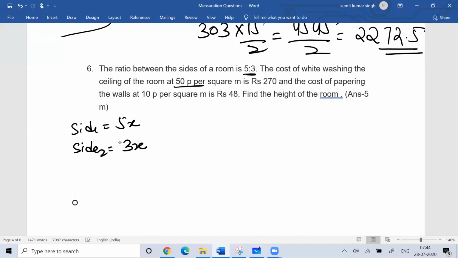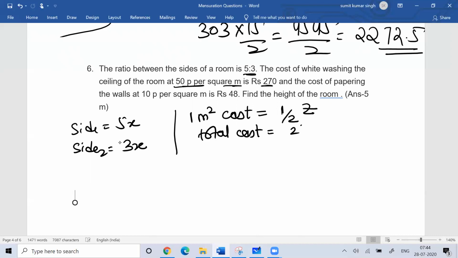So for the ceiling they're asking you, ceiling means length into breadth. The ceiling part, you understand, roof, ceiling. The cost of whitewashing the ceiling at 50 paisa per square meter is rupees 270. So I hope you understand. For 1 meter square the cost is 50 paisa, means 1 by 2 rupees, and the total cost of whitewashing the ceiling is 270 rupees.